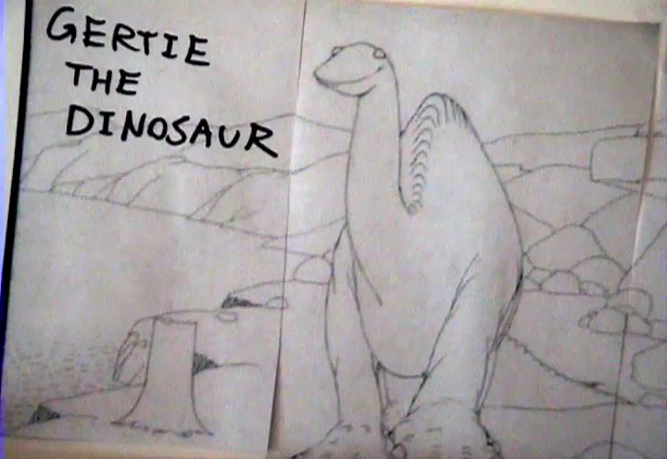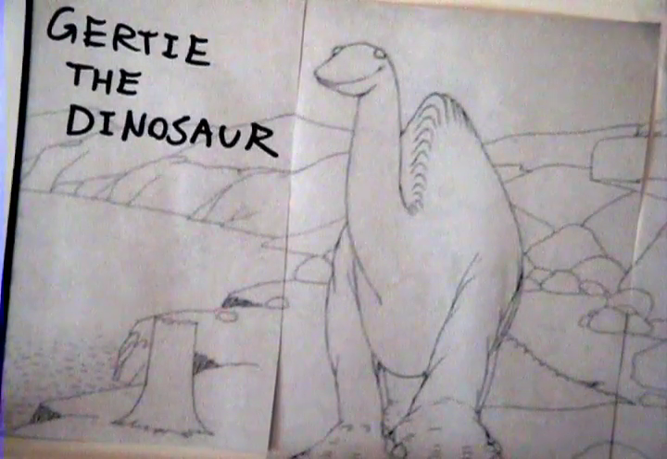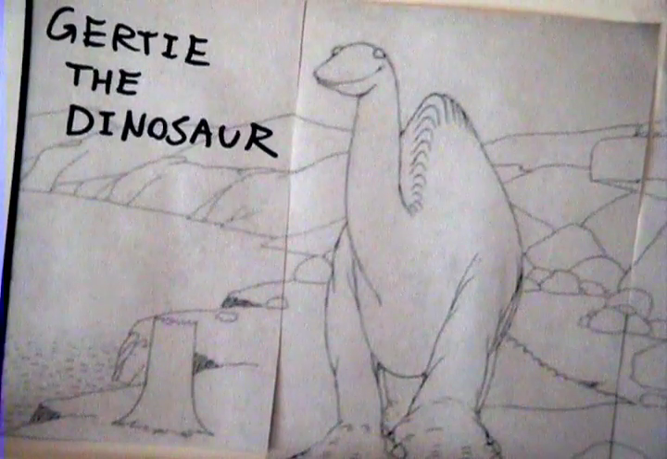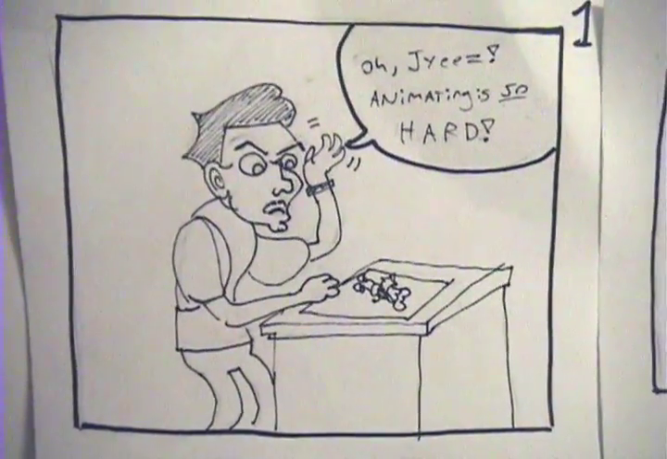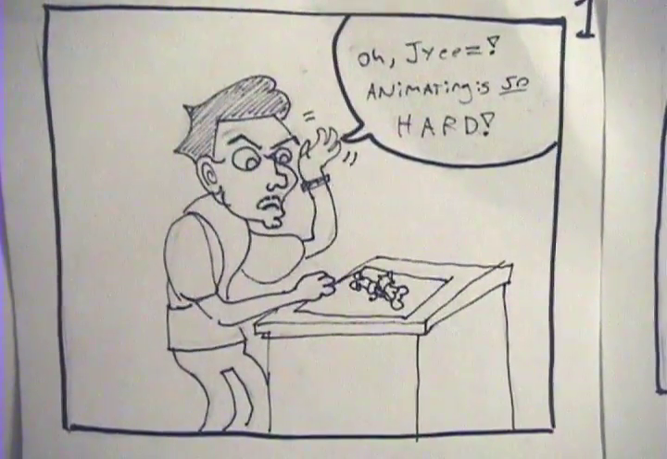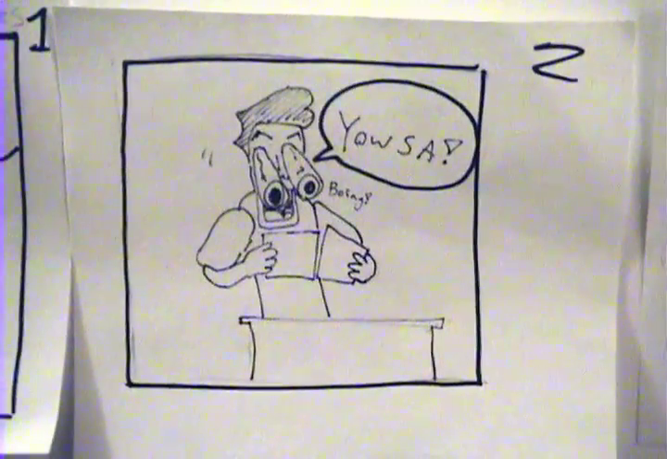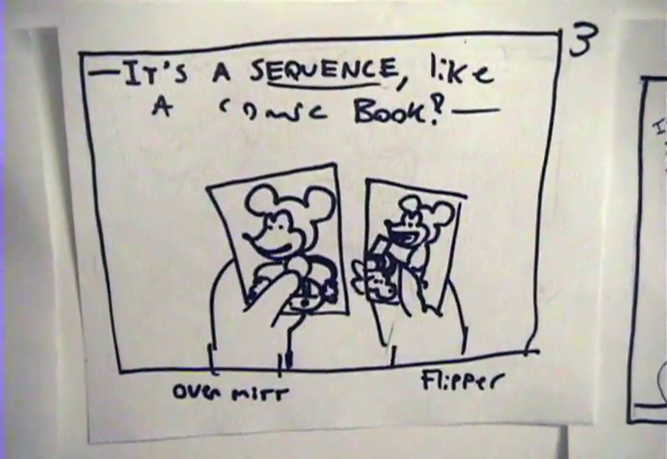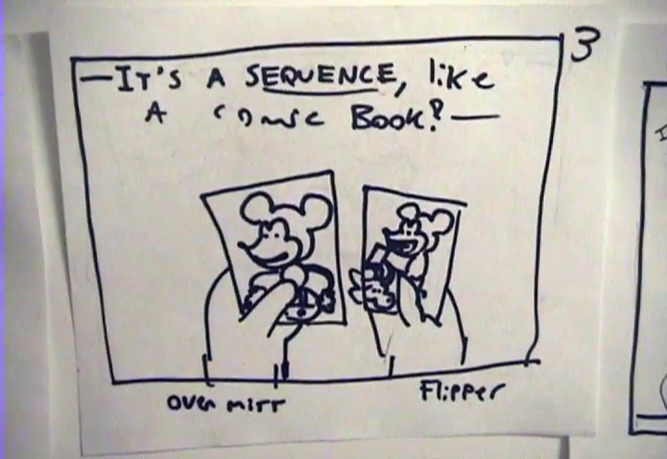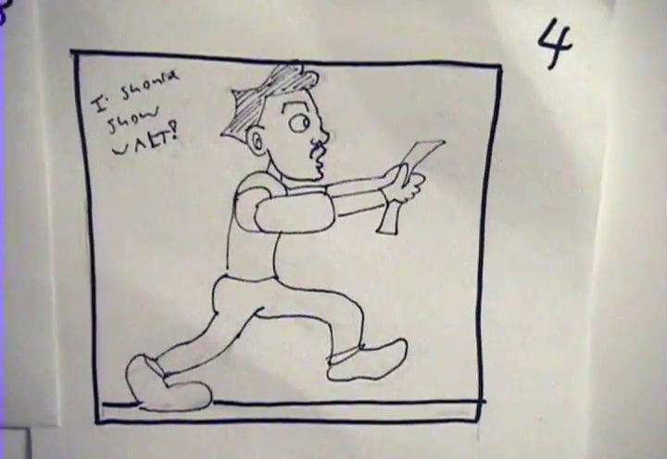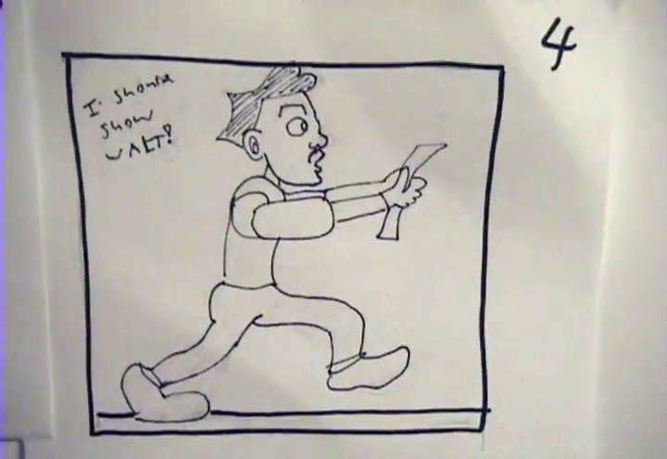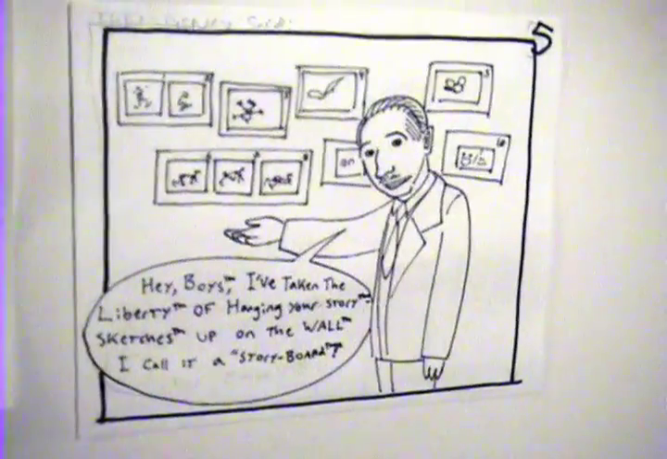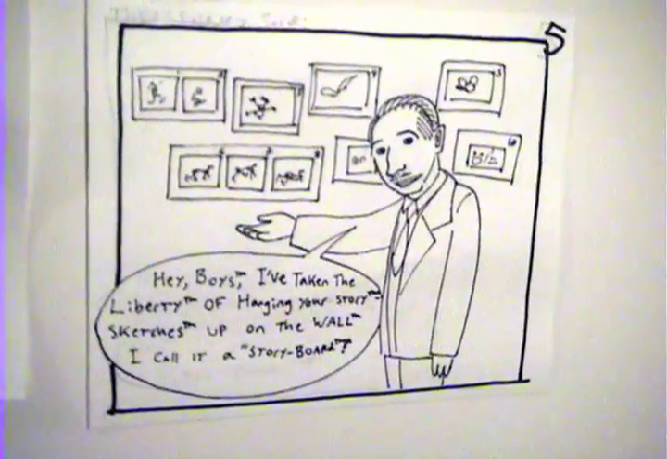Winsor McCay was a cartoonist who was also an animator, and he created Gertie the Dinosaur in 1914. In order to deal with the difficulties of animation, Ub Iwerks and the other Disney animators created story sketches, which were drawings of their characters in action that very much resembled comic strips. When they showed these to Walt Disney, he decided to hang them up on the wall, thus creating the first storyboard. This happened in the 1920s!